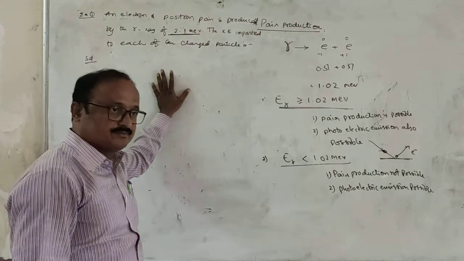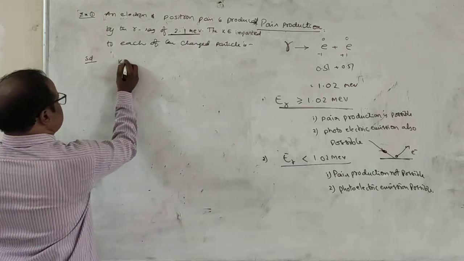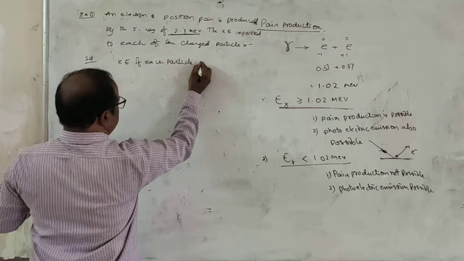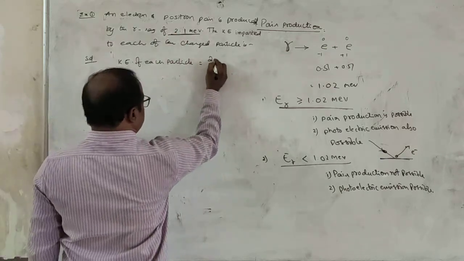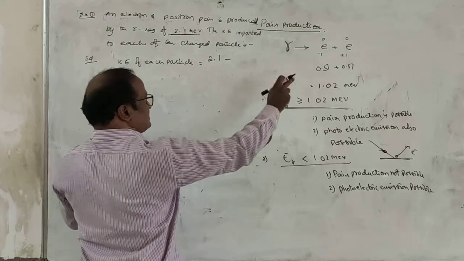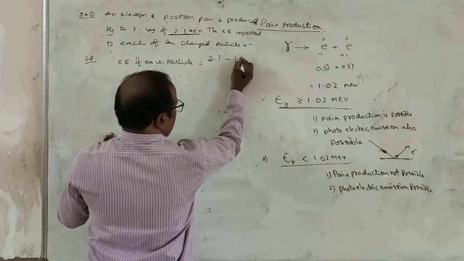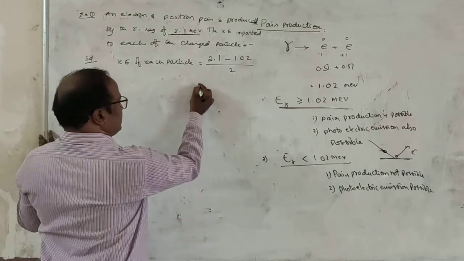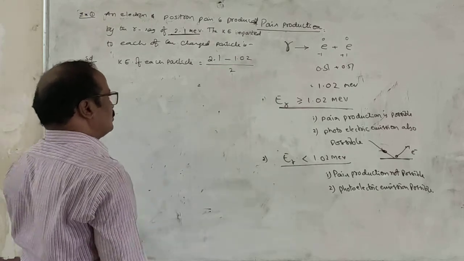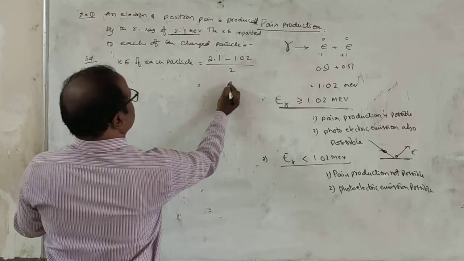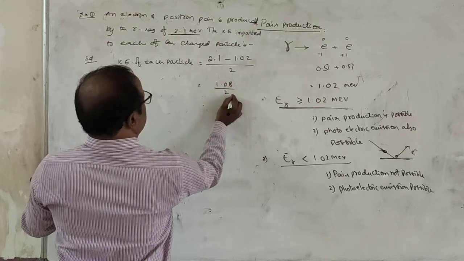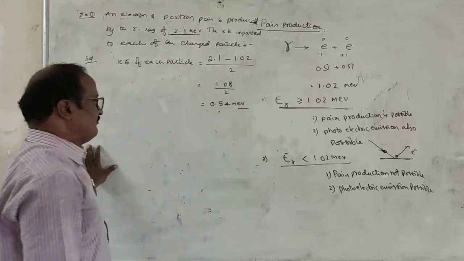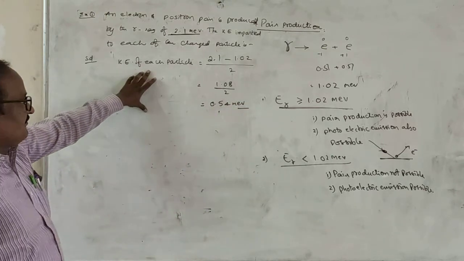the remaining energy will be given to both particles in the form of kinetic energy. Therefore, the kinetic energy of each particle is equal to the energy of the gamma ray photon minus the rest mass energy of both the electron and positron, divided by 2, because it is for each one. That is (2.1 minus 1.02) by 2, which is 1.08 by 2. It is 0.54 MeV. This is the kinetic energy of each particle.